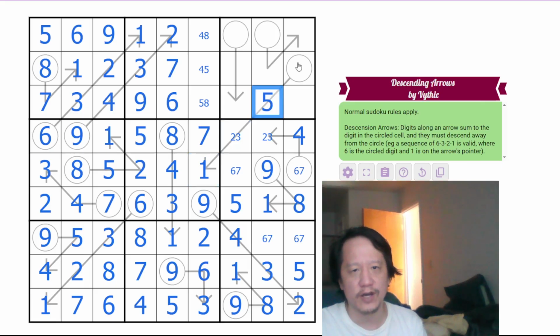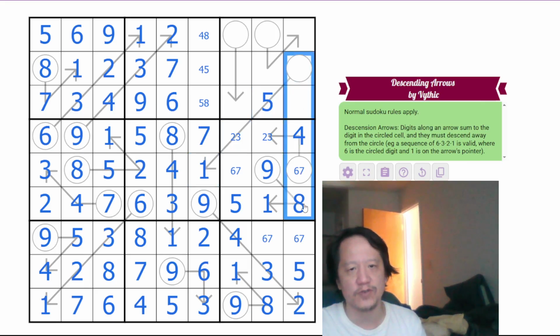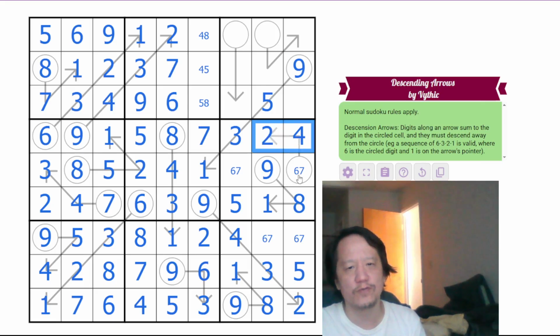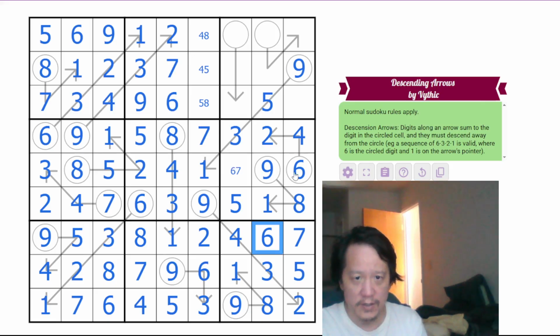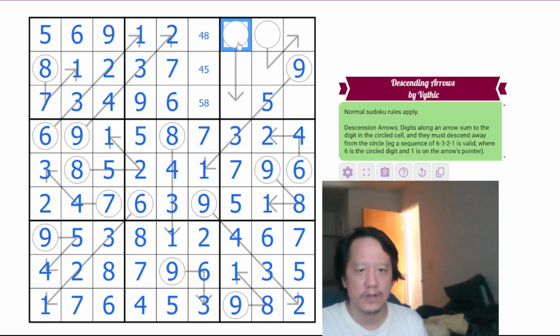1, 2, and 5 add up to 8, but we can't have 8 there because of 8 in the column, so this must be 1, 3, and 5 adding up to 9. 3 eliminates 3 here, so it's 2 and 4 adding up to 6, which makes this 7, which makes that 6. 6 eliminates 6 here, so it's 7. 2 in column 7 cannot be here because of 2's in the rows, so 2 has to be there. 5 eliminates 5 here, so it's 8.